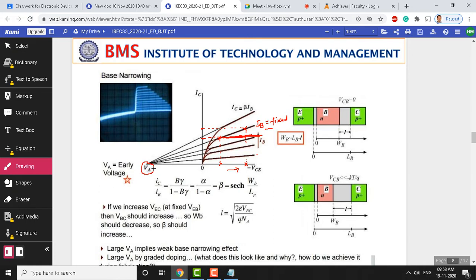See, as I told you, early voltage is not a voltage in the device, it is just a projection of lines from the first quadrant to the second quadrant. Where these lines cross the negative x axis, since the entire x axis is a voltage axis, that point is called the early voltage, labeled as VA.